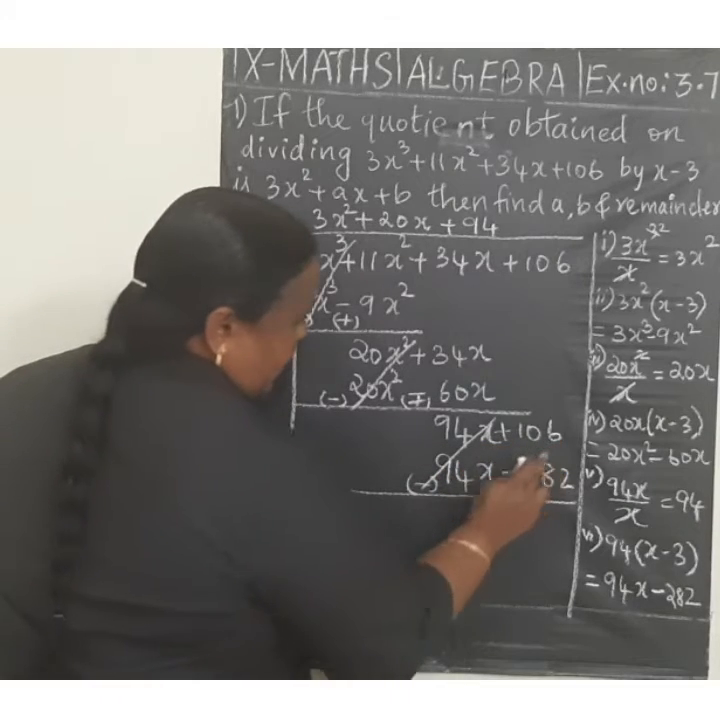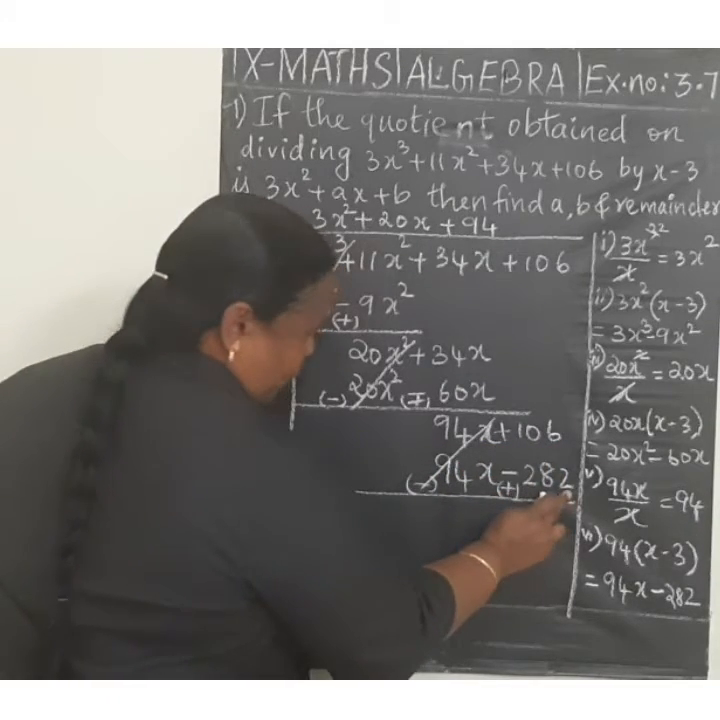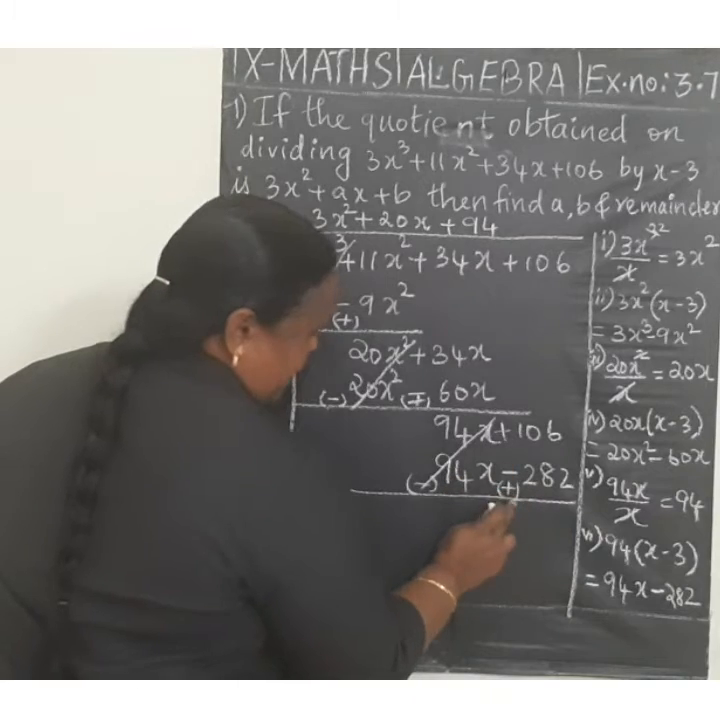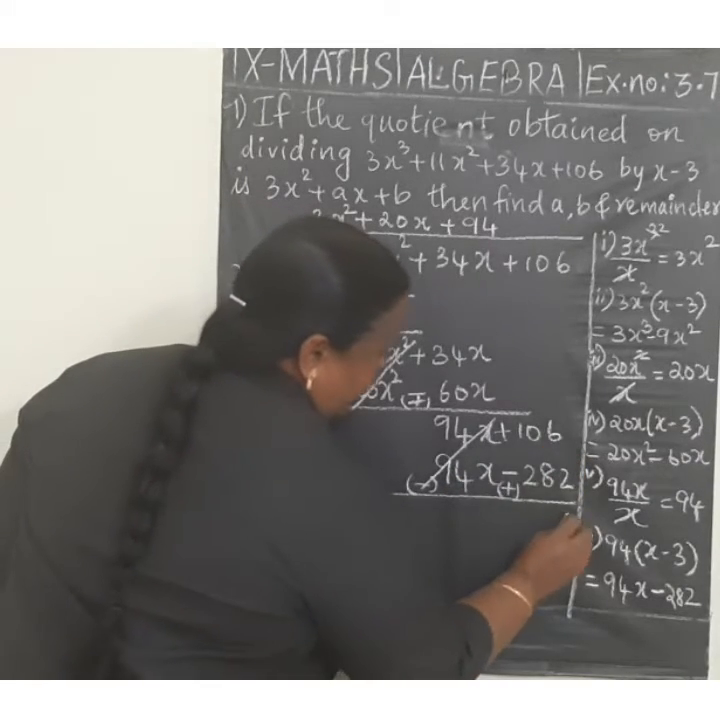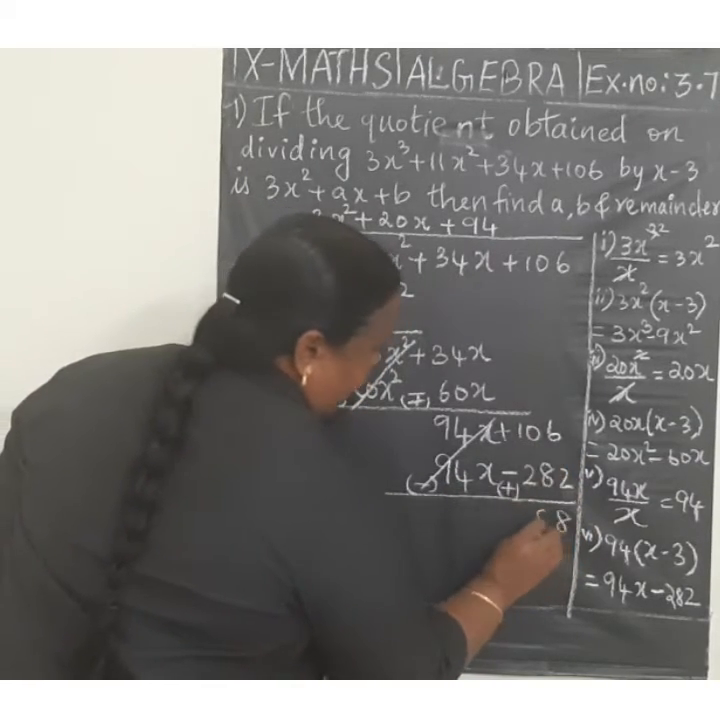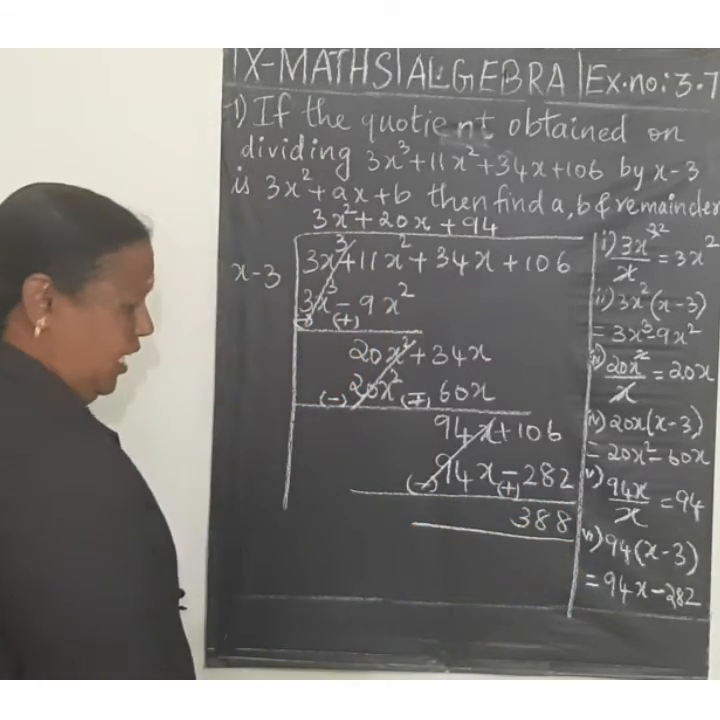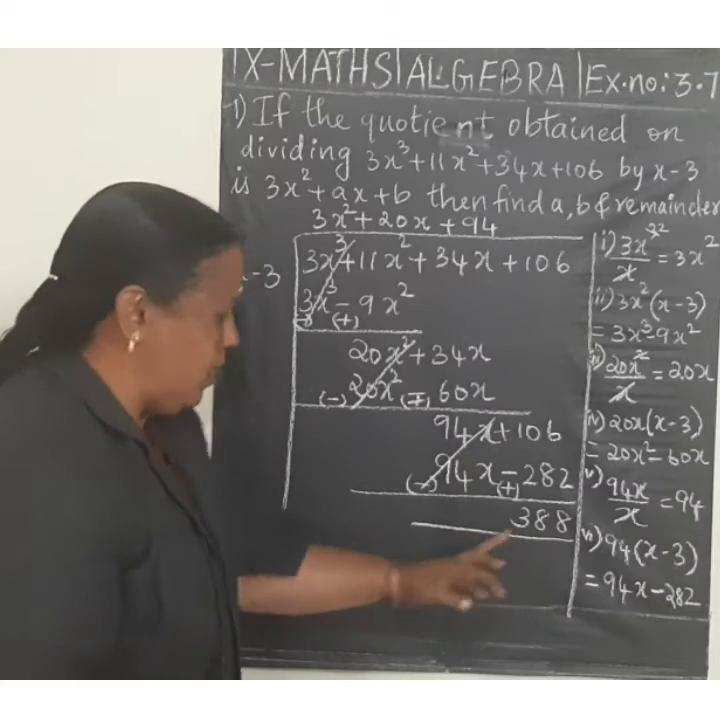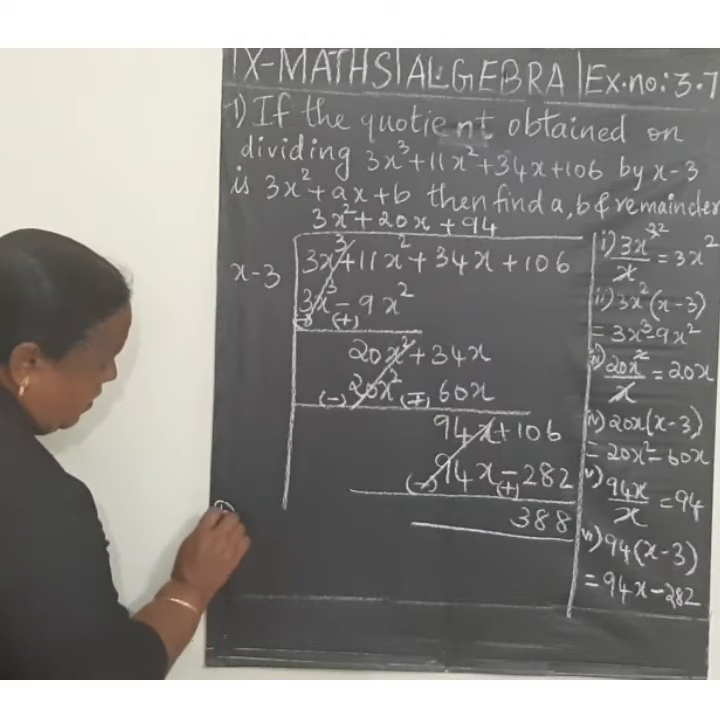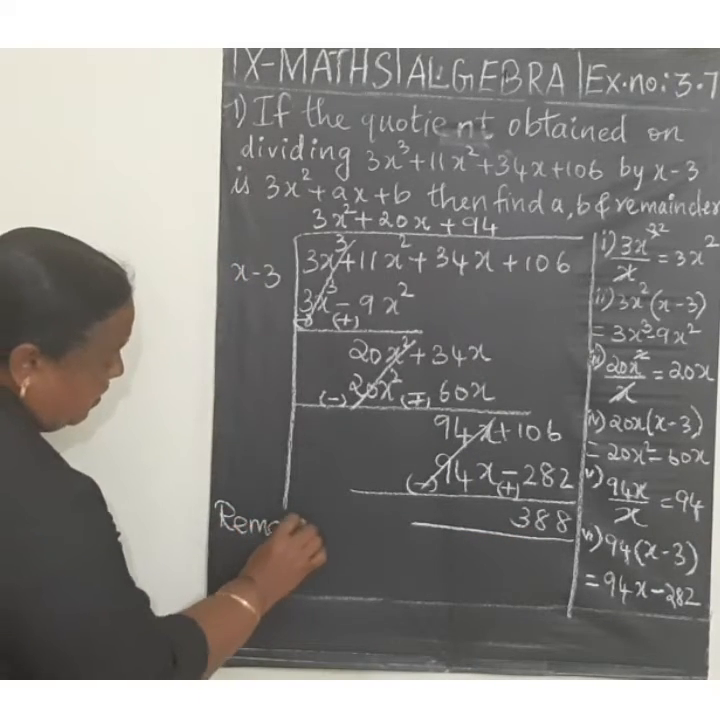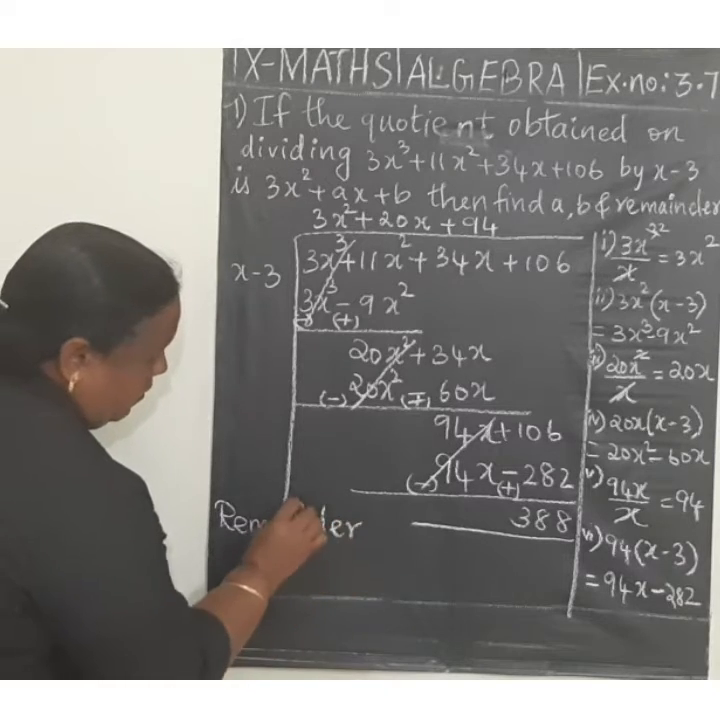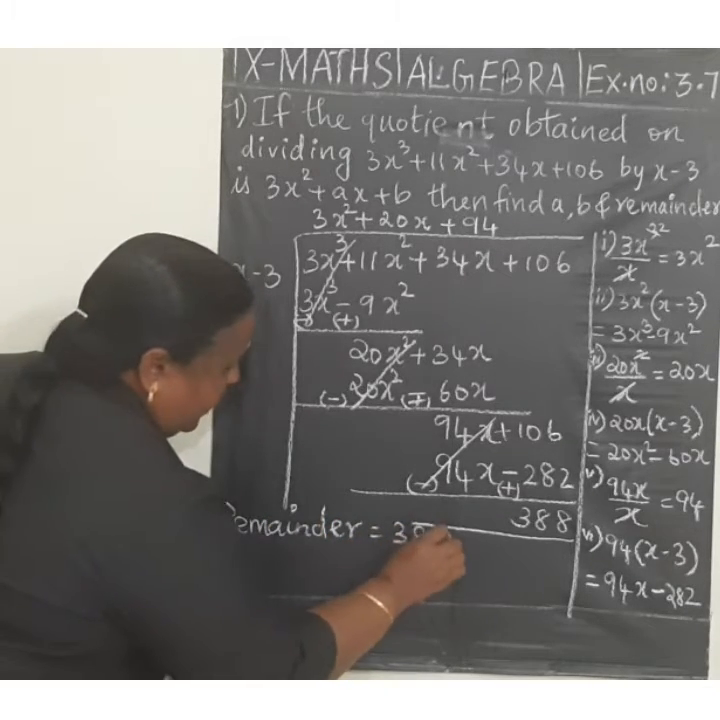Here plus 106 plus 282. When we are adding, both are plus signs, so we have to add. 6 plus 2 is 8, 0 plus 8 is 8, 1 plus 2 is 3. So we are getting 388. So our remainder is 388.